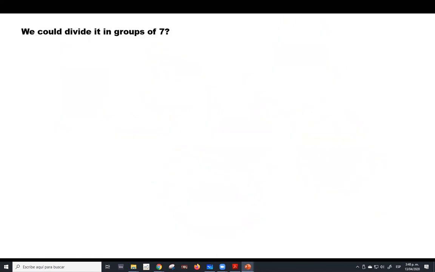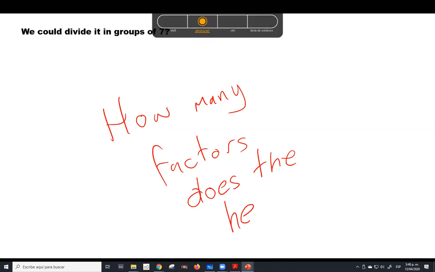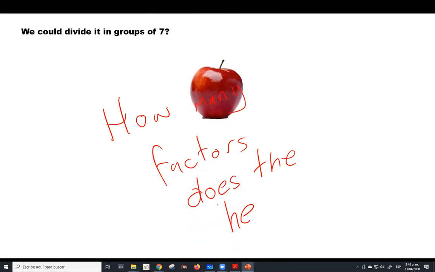So what do you think, Valderrama? How many factors or divisors, which is the same thing, has the 7? I don't understand. How many factors has the 7? I don't know. I'm confused. In how many numbers can you divide the 7? In seven? No. Oh, actually, yes, I think.